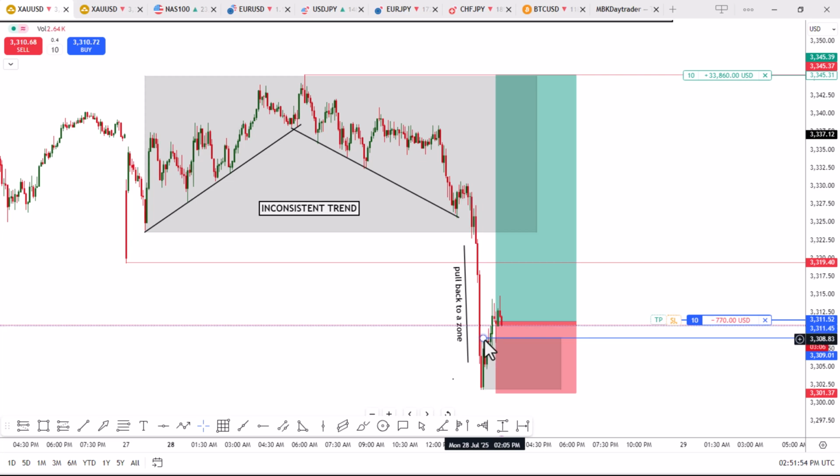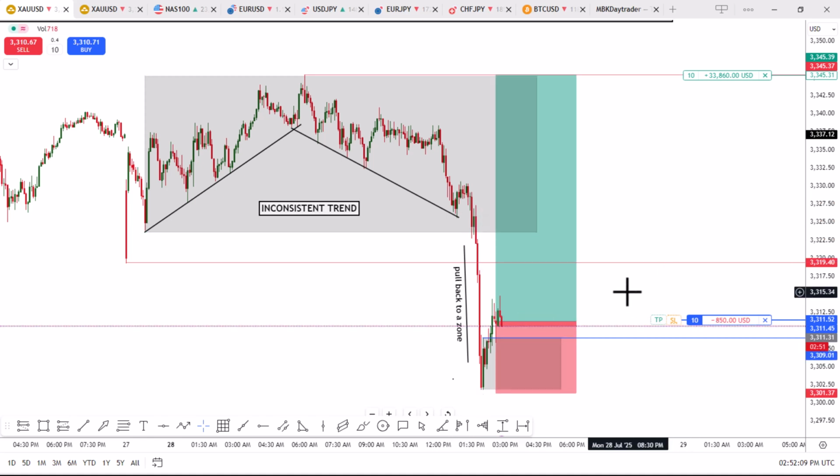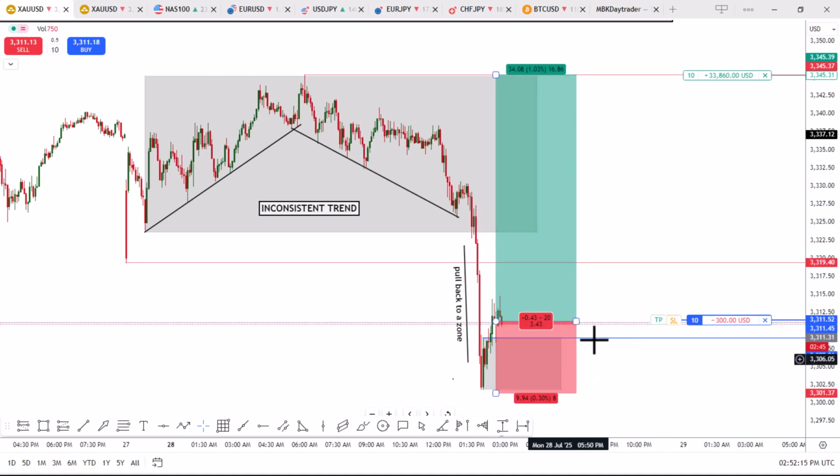I should have actually executed it here, but there's no problem because I already know price is going to continue shooting all the way up. It's that simple. Right now, the price is reversing because of this fair value gap and this fair value gap right here. And this is the whole pullback. That's the whole reason for an inconsistent trend. It has to give you a massive drop or a massive push before the reversal actually happens.